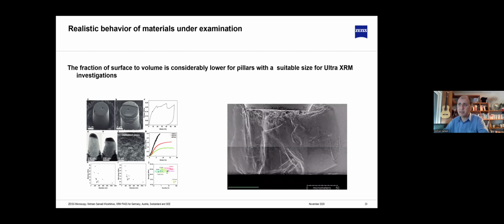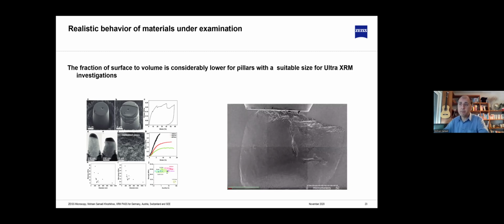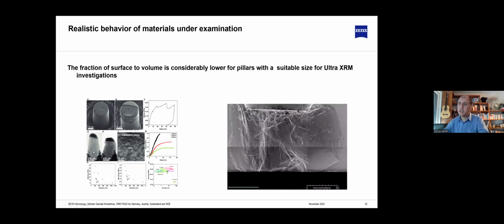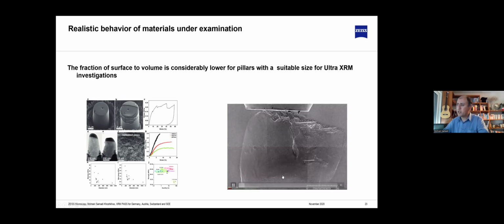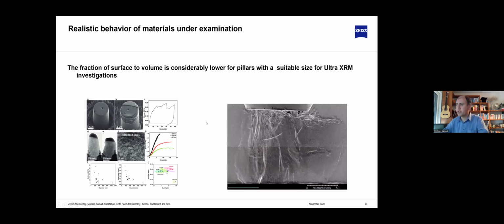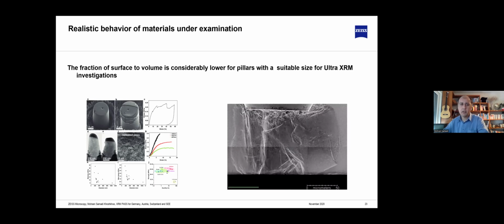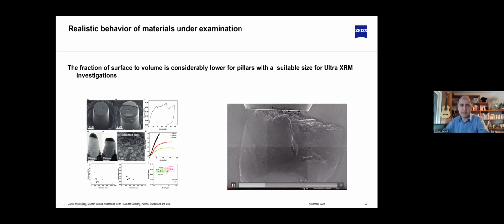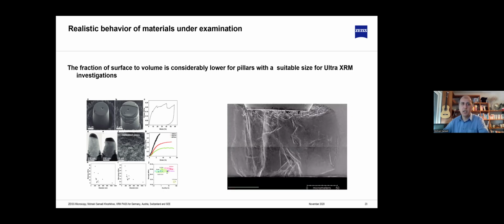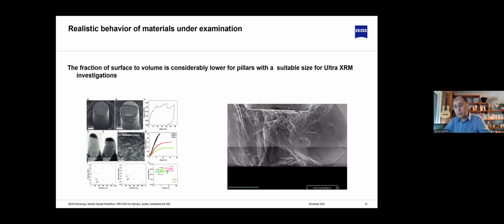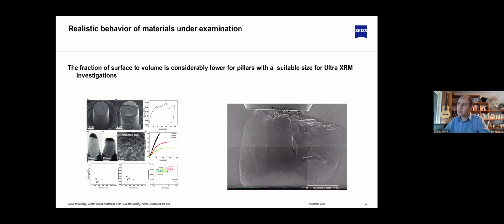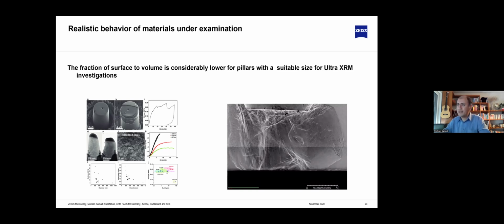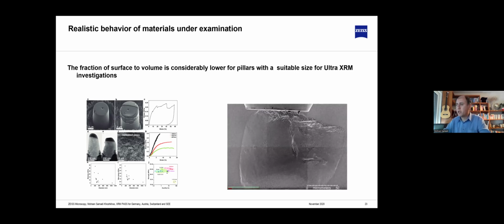However, one should accept that we then live with the limitation of having the dominance of surface effects on such a tiny nanopillar. But looking at the dimension of pillars for Ultra, we are not talking about nanometer ranges, but rather, for example, 50, 60, 80 micrometers, depending on the material, which is important because at these sizes the surface effects are less dominant and the material reflects more or less a behavior closer to the bulk.